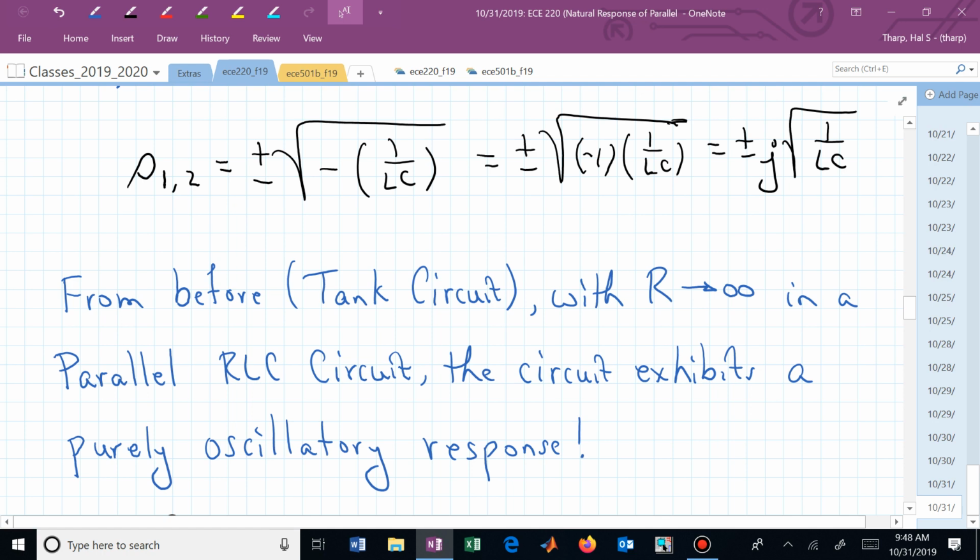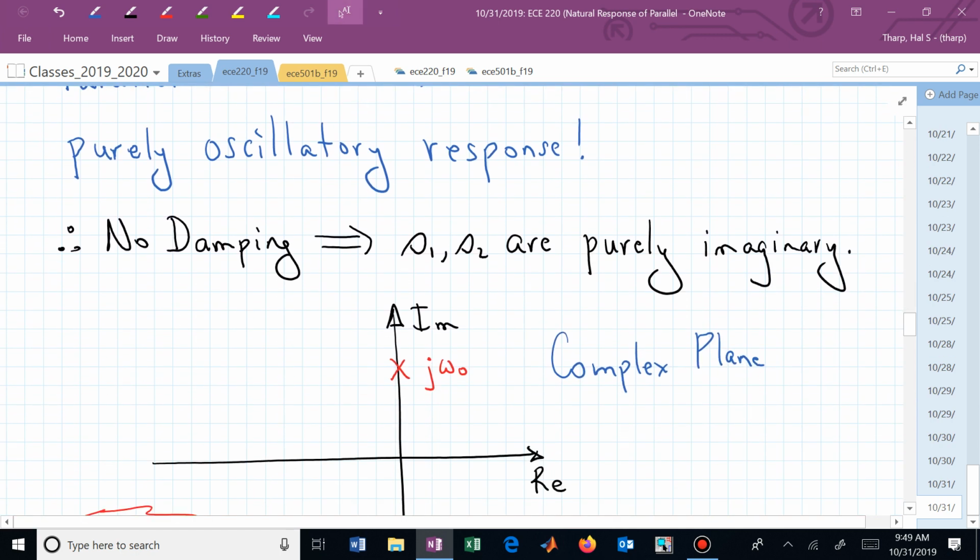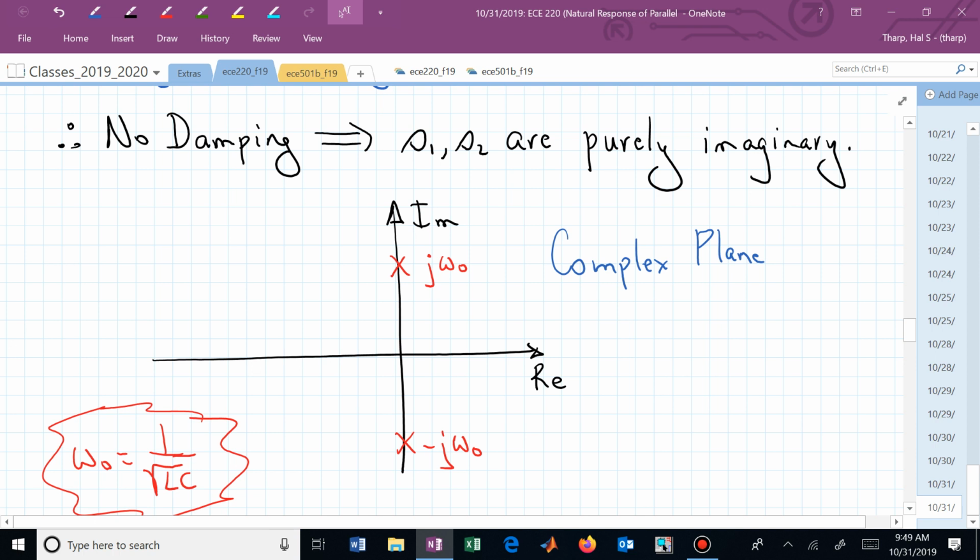And what did we learn? I already gave this away. In the tank circuit, with R going to infinity, when we extract that resistor, the circuit just wants to oscillate. It just wants to be a cosine with a given frequency, and now we know the frequency. It's 1 over the square root of LC. There's no damping, and now you're going to see me wanting to put this into a figure or a complex plane.